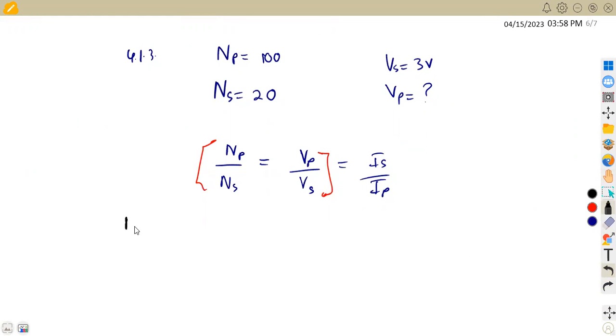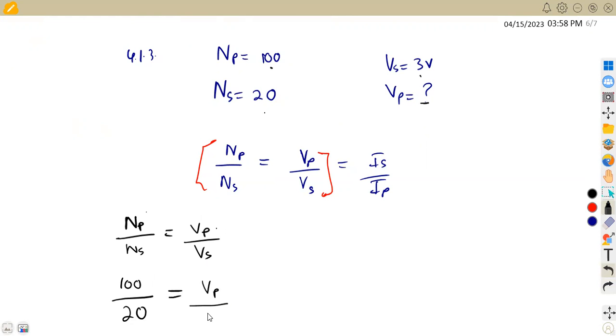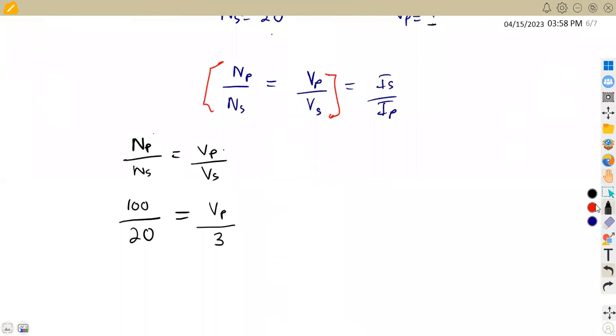Taking our solution from Np over Ns is equal to Vp over Vs: Np is 100, so 100 over Ns, which is 20, is equivalent to Vp, the one we are supposed to calculate, over Vs, which is given as 3 volts. What is the value for Vp? By cross multiplication, that is going to be 20 times Vp equal to 3 times 100, which is 300.